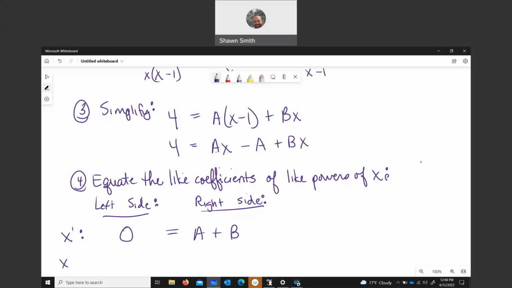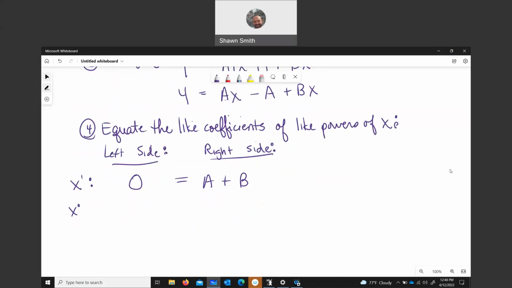Then we go to x to the 0. X to the 0 power, it is in there. Anything to the 0 power is 1. So these are your constants, really. You don't see your x to the 0s. So on the left side, we have a constant of 4. On the right side, notice there is no variable on this a coefficient. So that's a constant right there. A is a numerical value. So that's negative a right there.